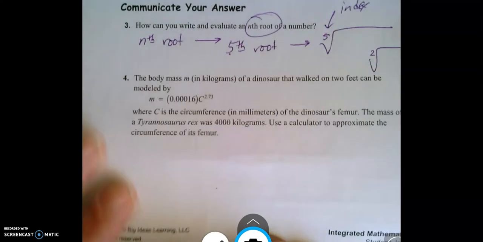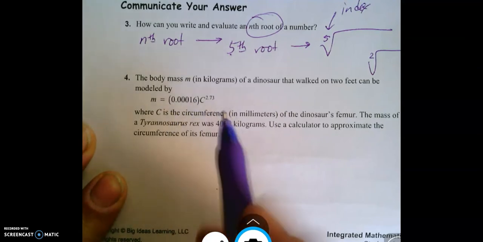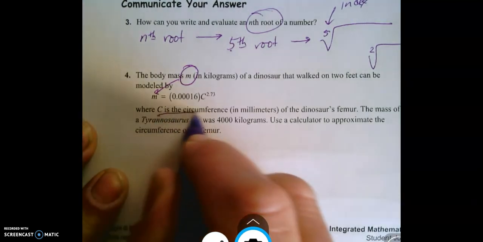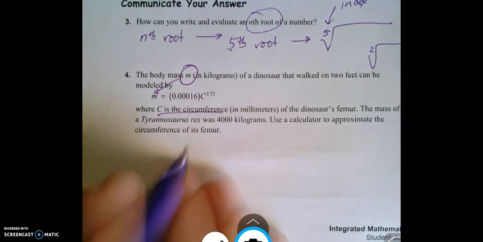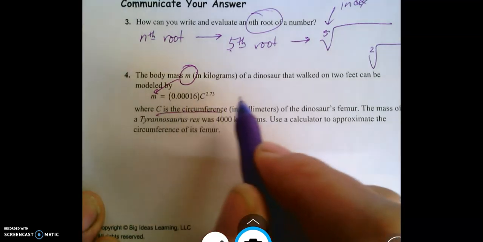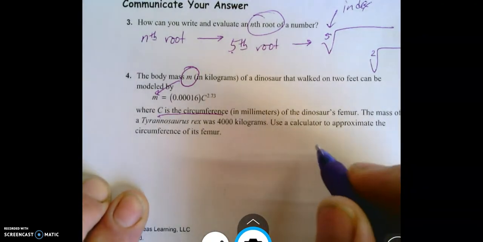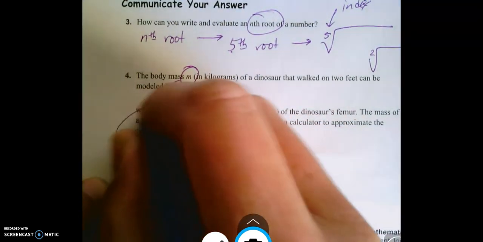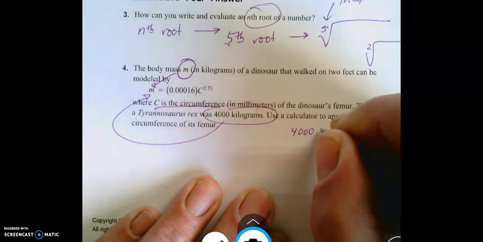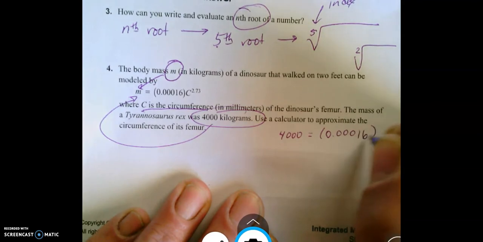Okay, the last problem here says the body mass in kilograms of a dinosaur that walked on 2 feet can be modeled by blah. Here's the key thing. The mass is the m, okay? C is the circumference. So no matter how bad this looks, you're only ever solving for one variable at a time. Okay, anywhere in this book, even if they give you 5 variables, they'll have to give you values for 4 of them. So even though we have m and c here, they do give us the mass was 4,000. So we're going to plug that in. Okay, so a lot of this is knowing where to plug it in. The other thing of this is being okay when it doesn't look like whole numbers.